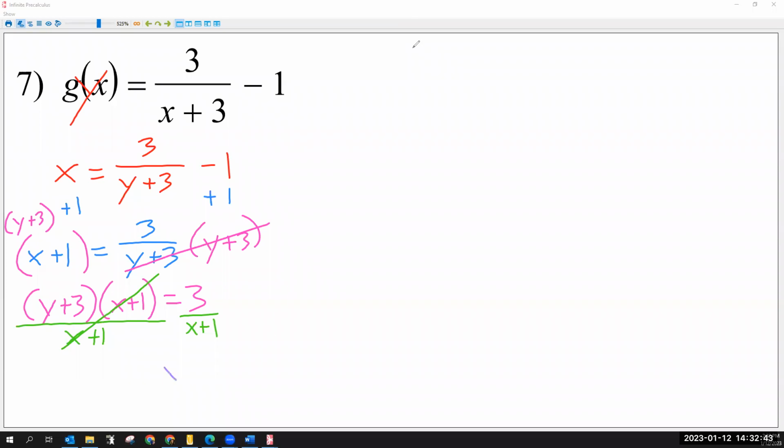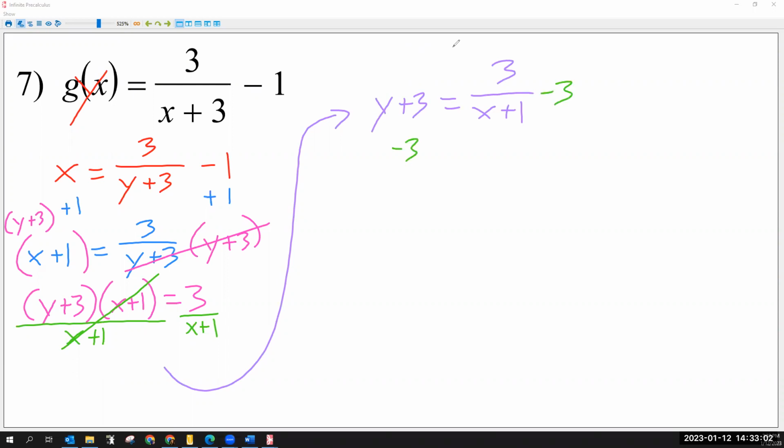All right, so let's bring this over here. So those canceled out. All that I have left on that side is y plus 3. On this side, I have 3 over x plus 1. So to get y by itself, just subtract 3 from both sides. And I'll say g negative 1 of x equals 3 over x plus 1 minus 3.